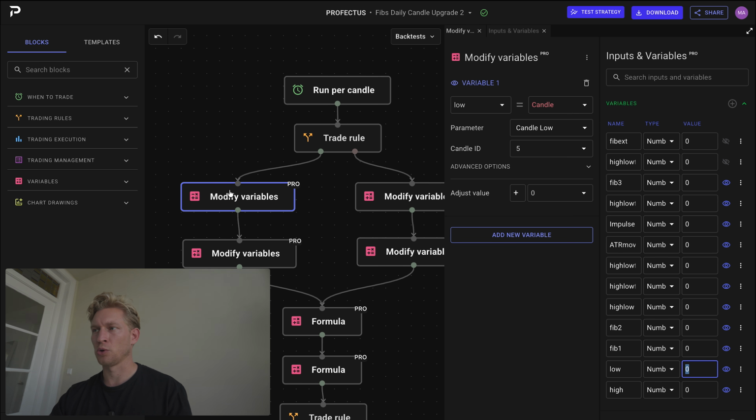But when this block triggers, we're gonna change this 0 of low, and we're gonna change it to the value of the candle low of 5. So the algorithm will just go 5 candles back, look at the low of that candle, and then write the number down. What is the price level? So that is now stored. So now we have the price level written down as low.